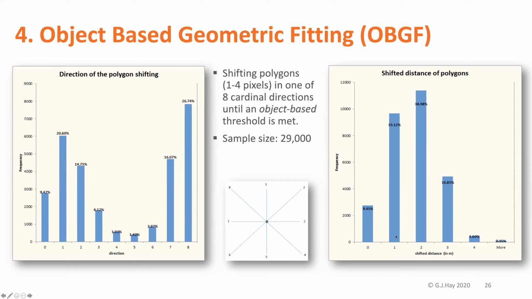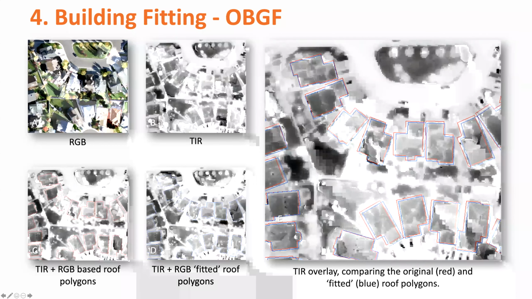33% of them needed to be moved at least 1 pixel. 39, almost 40% needed to be moved 2, and then we get down to 3, 4, 5, and more pixels. So if we go back to this image here, you can see that each of these individual houses is moved individually. And now our polygons fit the houses.